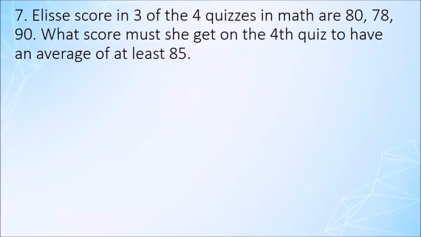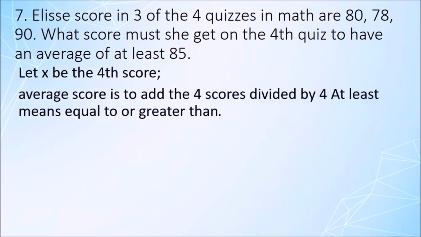Okay, next: Elise's scores in 3 out of 4 quizzes in math are 80, 78, and 90. So what score must she get on the fourth quiz to have an average of at least 85? So from this, let x be the fourth score. Average score is to add the 4 scores divided by 4. At least means greater than or equal to.